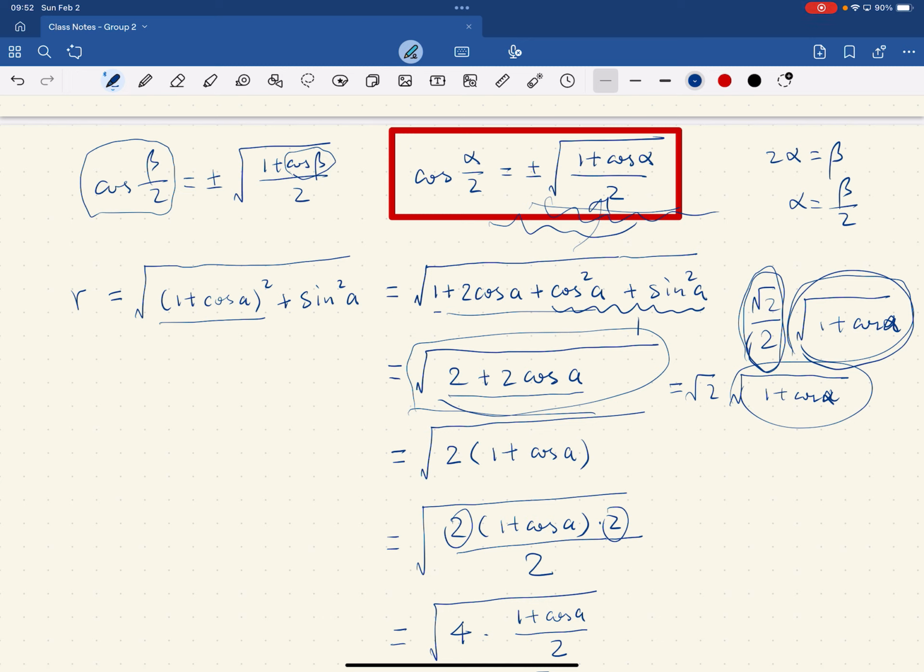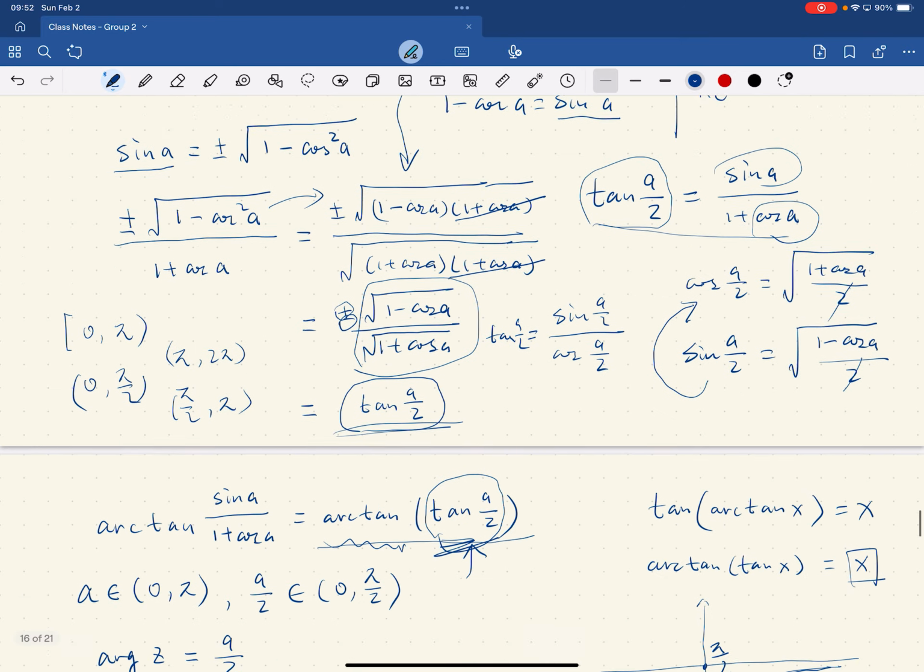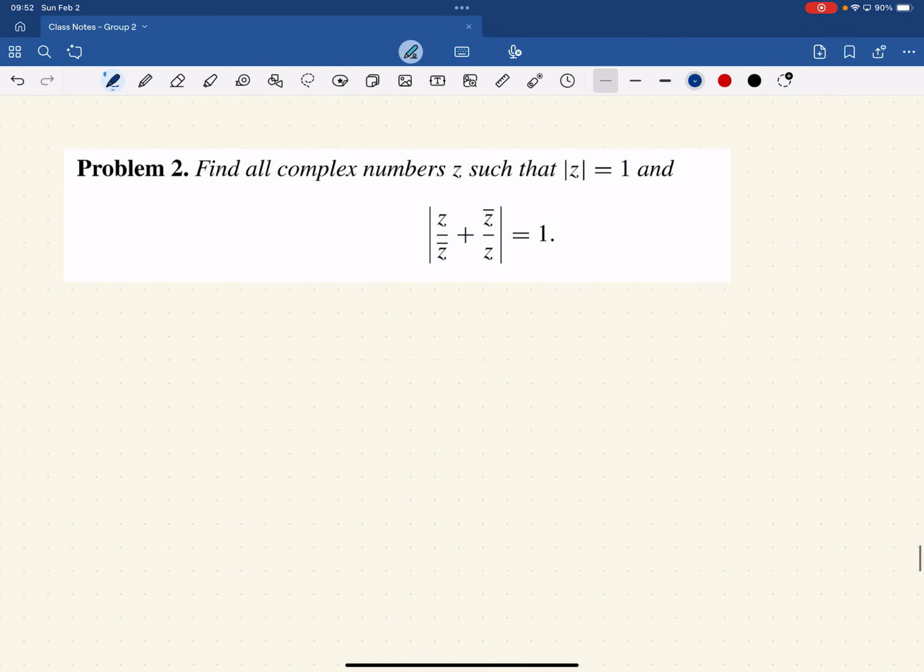You go back to trig, and all of these things start to make some sense. Now let's challenge another one. For all complex numbers z such that the modulus of z is 1, which makes the problem simpler, because the modulus being 1 means that everything's on the unit circle. That's when things get easier.